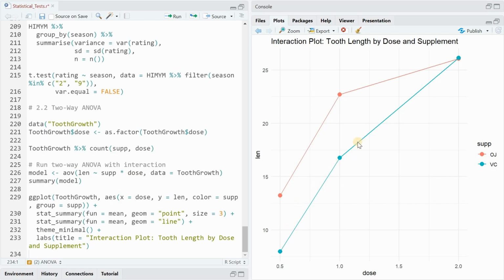You can also see that overall the dosage increases tooth length. That's why that's significant. But the interaction happens when the effect of supplement changes as the dosage changes. So these slopes here in parallel now collapse into a single value, which means that the slope for vitamin C is steeper than for orange juice.